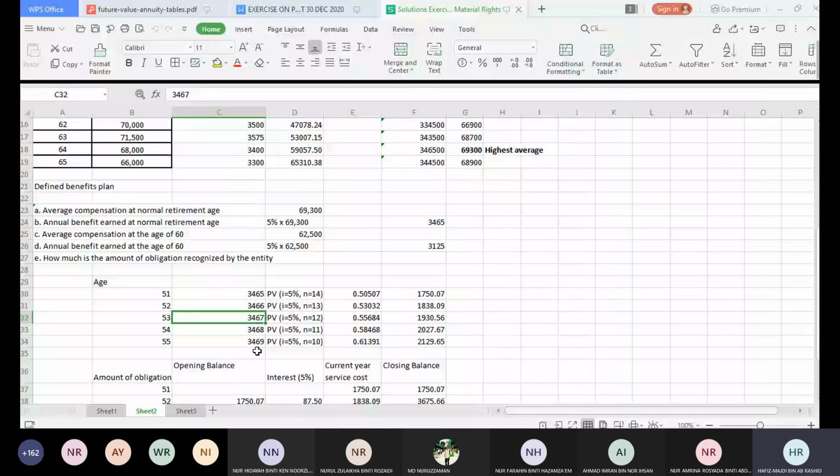Okay, so that benefit is at the age of 65. That will only be paid then. So once Mr. Ahmad completes his first year of service, his age is only 51. He has earned the first year benefit of 3465, which is expected to be paid in 14 years, when he retires at the age of 65. So this is where you need to use the discounting process.